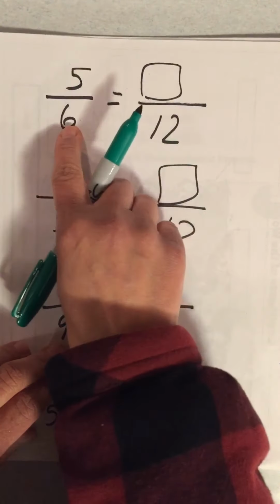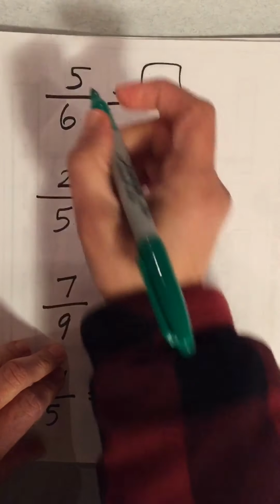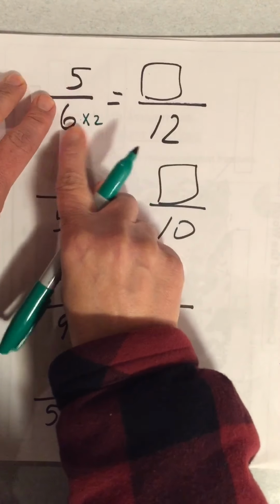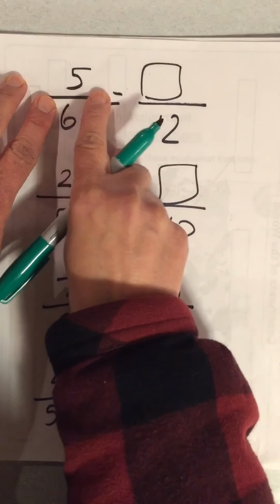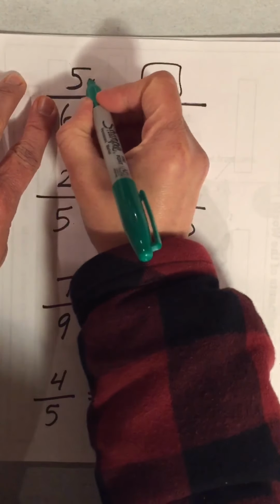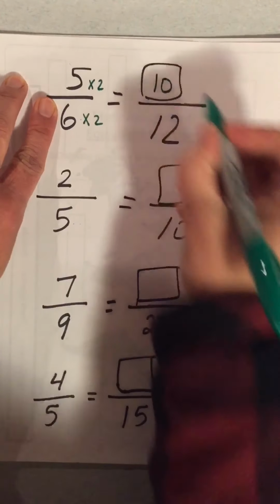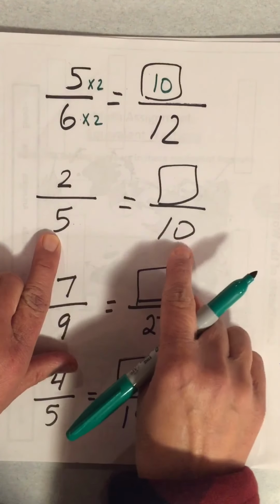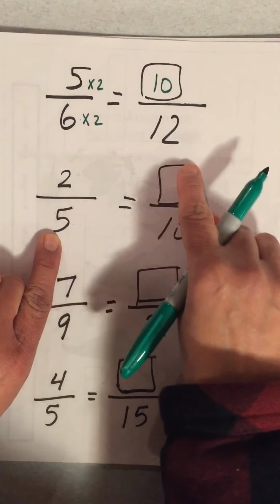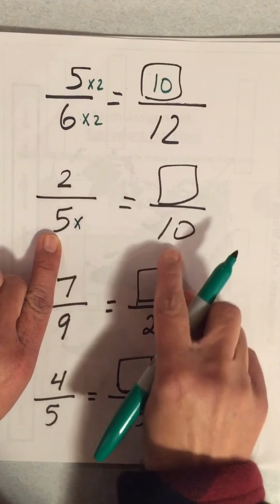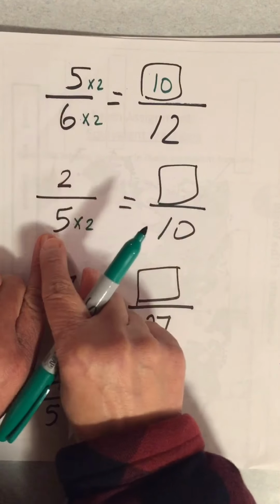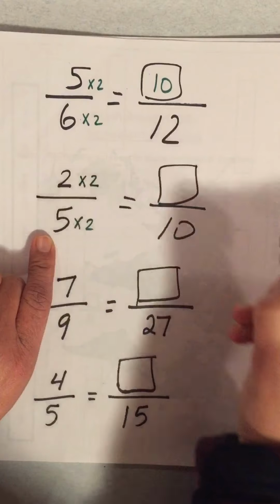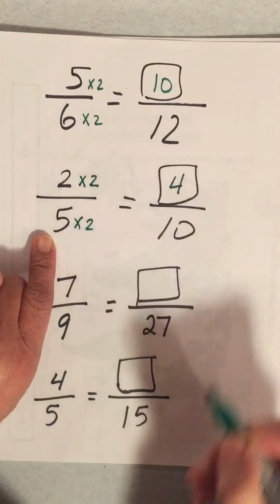5 over 6. How does the 6 become a 12? I multiplied it by 2, right? If I multiply the denominator by 2, I have to multiply the numerator by 2. 5 times 2 is 10. All right, here we go. How did that 5 become 10? 2/5 equals what over 10? 5 times 2 is 10. If I multiply the denominator by 2, I multiply the numerator by 2. 2 times 2 is 4.